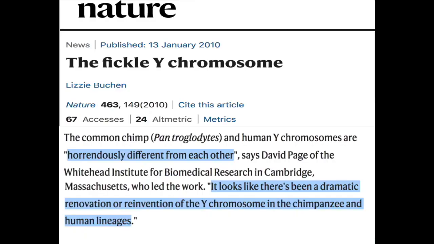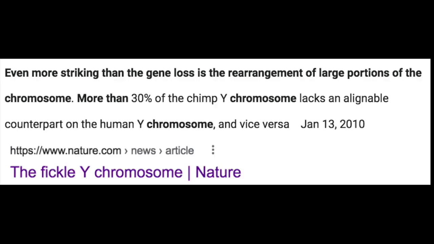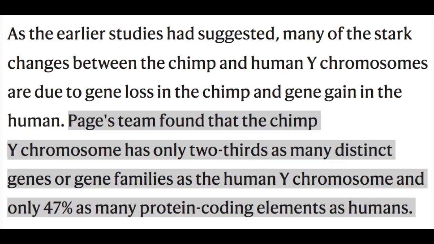The human Y chromosome is also very different from the chimpanzee Y chromosome. There are massive size differences between the human and the chimpanzee Y chromosomes, as well as major differences in architecture and gene content. Again, this was not expected by the evolutionary community.